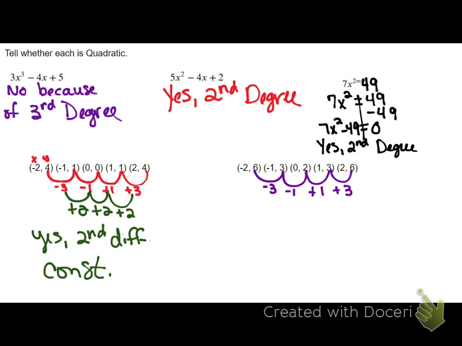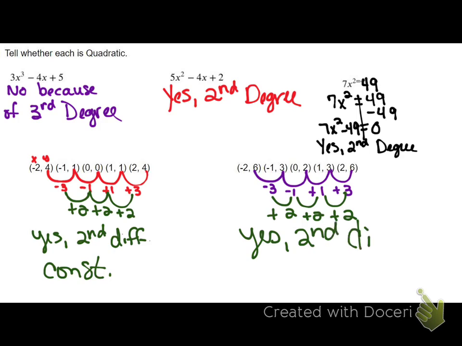You agree? You guys all sure you agree with him? So is it quadratic? Yes. And why? Because the second difference is constant. Do you guys understand what I'm trying to get you to say now? The second difference is constant. I already had it written down that it was. Okay.